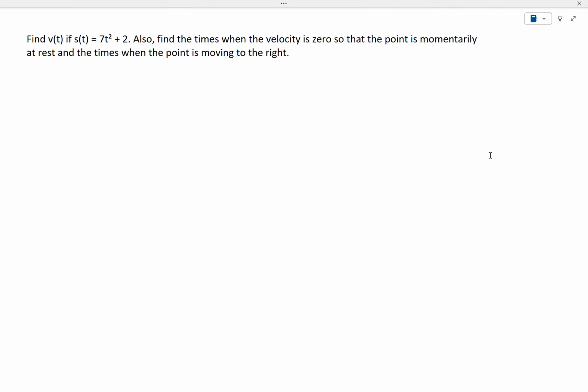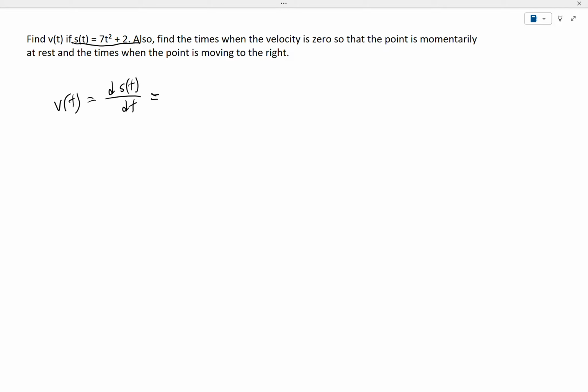So we're given position as a function of time. That's this equation up here. Our goal is to find velocity as a function of time. So we know that velocity as a function of time is equal to the derivative of position as a function of time with respect to time. So we just take our equation up there for position, take the derivative of it, and we should get velocity.